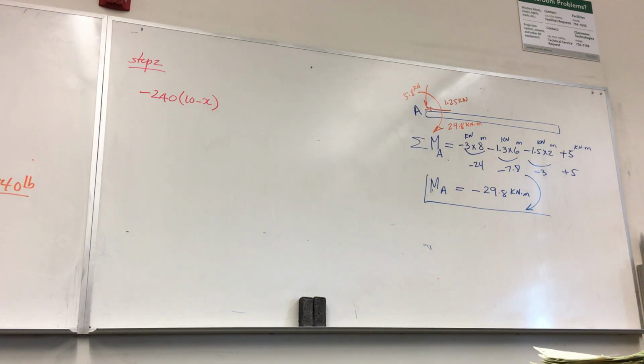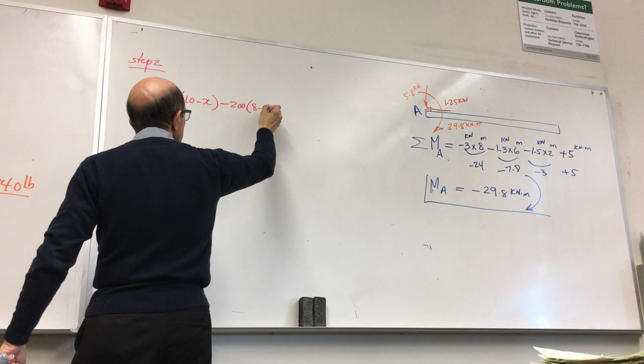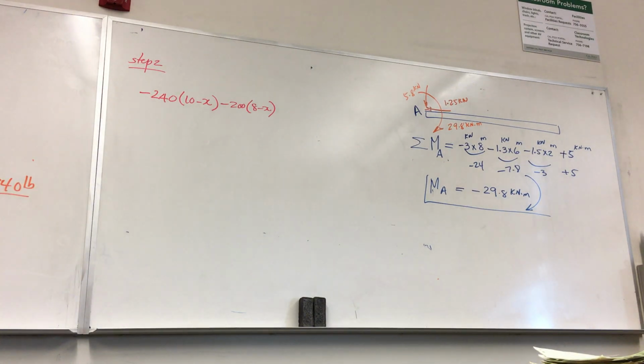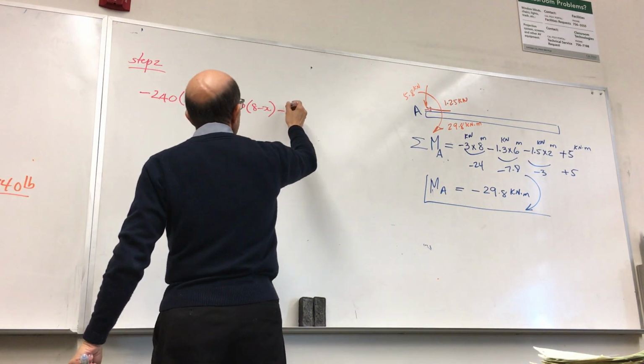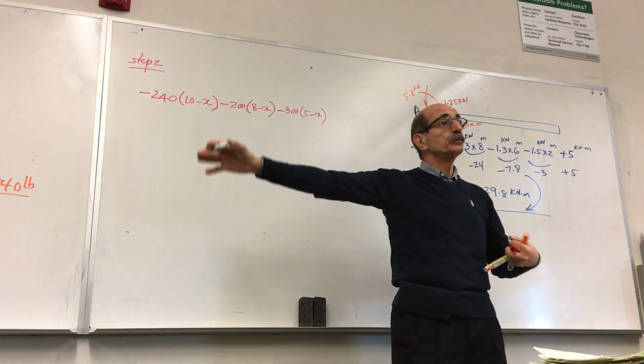Okay? How about this one? The moment of this force about point O would be this distance, which is 8 minus x. So you have negative 200 times 8 minus x. How about this force? It has a moment, 300 times this distance, and this distance is what? 5 minus x. So you have negative 300 times 5 minus x. This is the moment that we should put at point O.